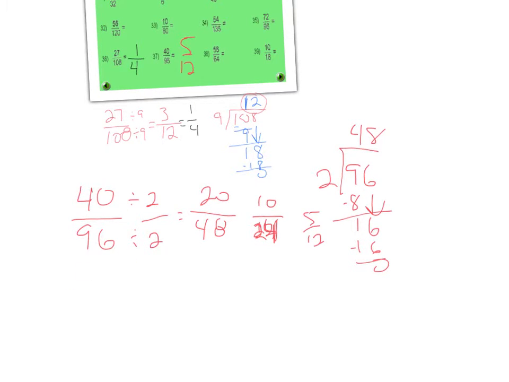Same thing here with 40/96. We simplified it by 2 to get 20/48. We then divided by 2 to get 10/24. We then divided by 2 to get 5/12. So that was the answer for number 37.